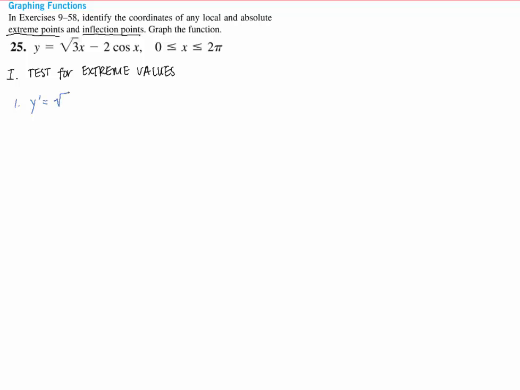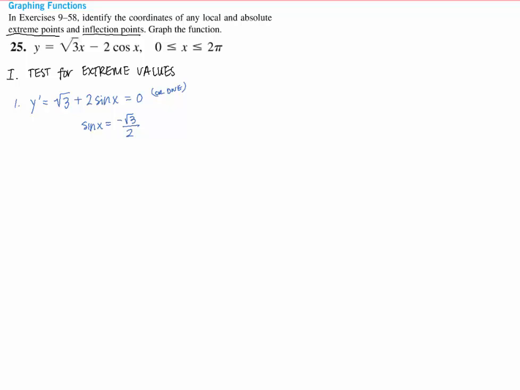So the first derivative is the square root of 3 plus 2 sine of x, because the derivative of cosine is negative sine, and we want to know where that equals 0 or doesn't exist. Remember, just keep that in the back of your mind. This guy always exists. Sine is continuous from 0 to 2 pi, so we don't have any points where it might not. So if we solve for sine, we need to know where sine of x equals the negative square root of 3 over 2. I subtract the root 3 and then divide by 2.